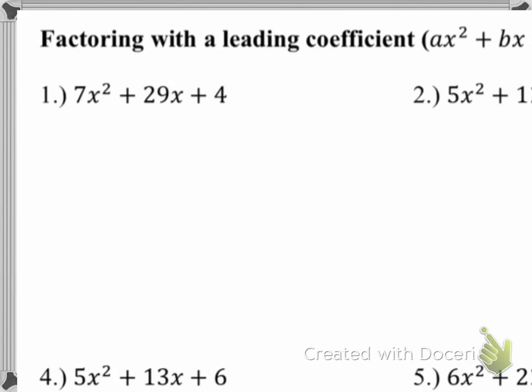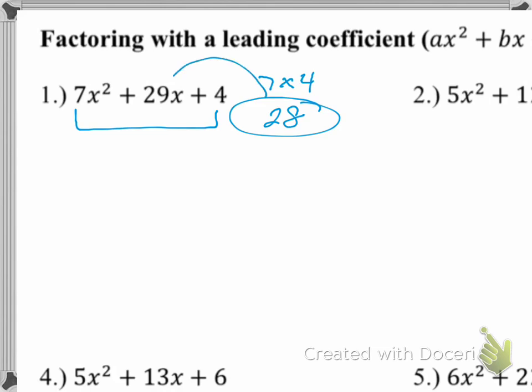The only difference is the first thing I have to do before I can look at my c value, is that I have an a value. So what I'm actually going to do is multiply 7 and 4. 7 times 4 gives me 28. So now I'm going to say, what are factors of 28 that add to 29? And hopefully you're immediately saying, well, obviously that's 28 and 1.